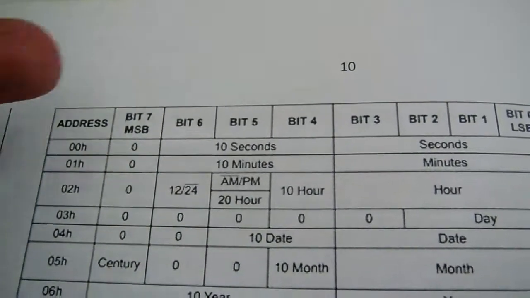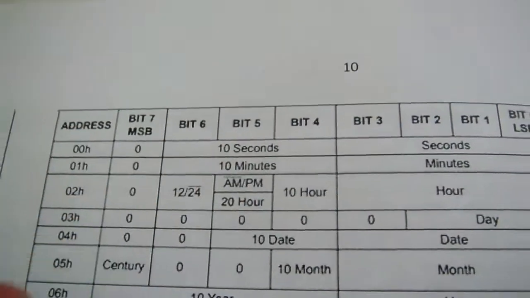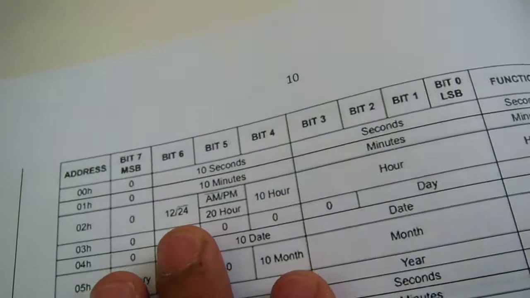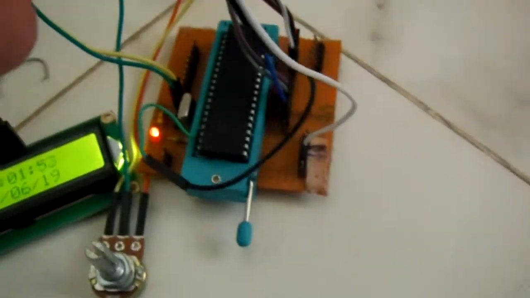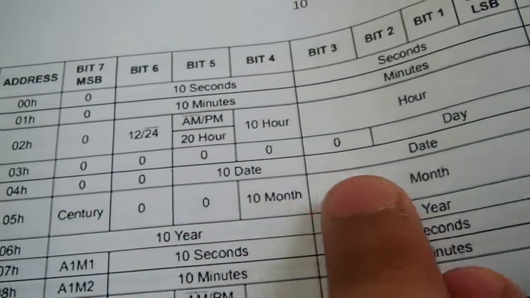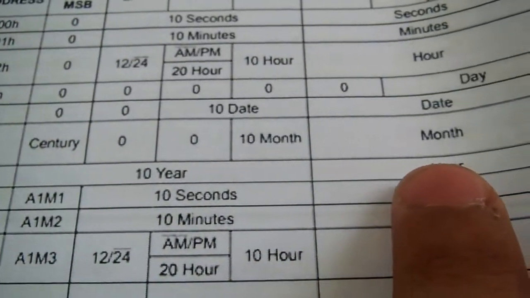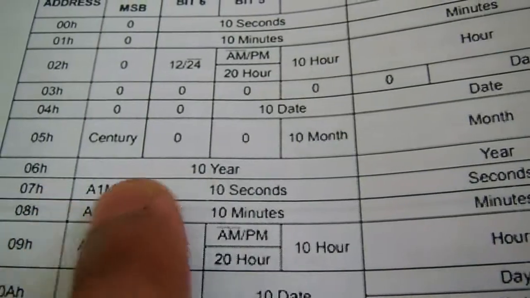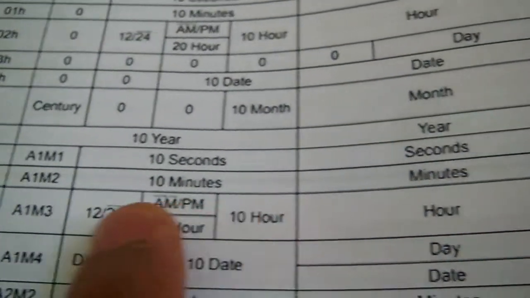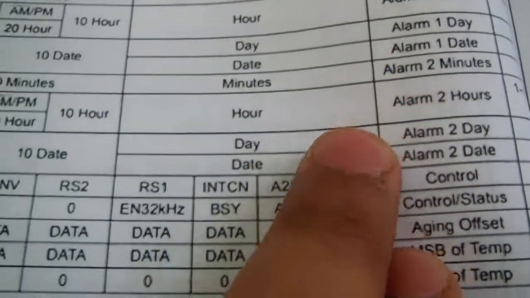So we have to read the data from the registers, and we have to convert this BCD data into decimal format, and from the decimal format it will be shown on the LCD. Address 04 is used for reading the date, 05 is used for reading the months, and 06 is used for reading the years. And this way we can use the alarms. Different alarms can be used from the RTC.